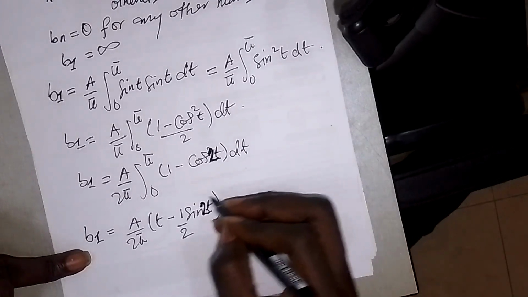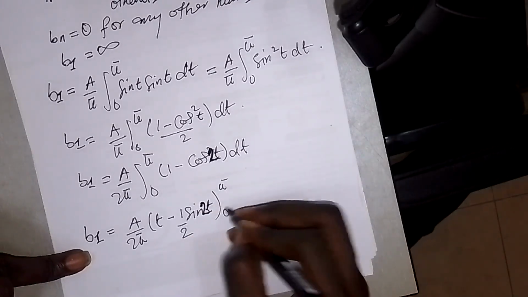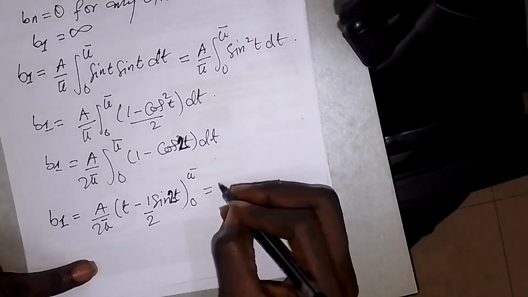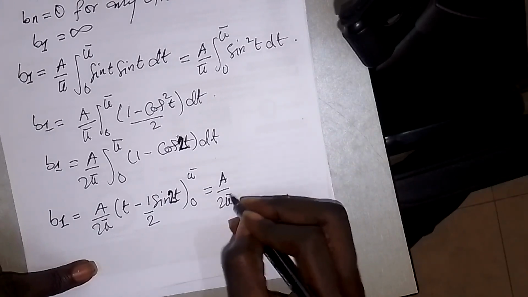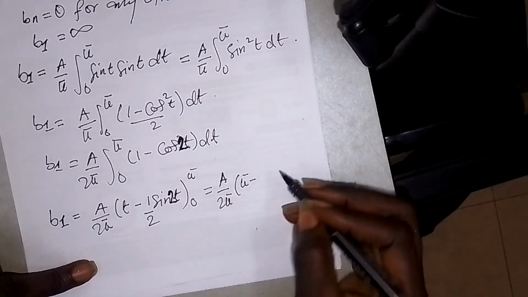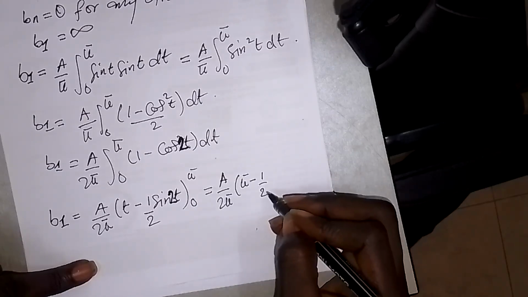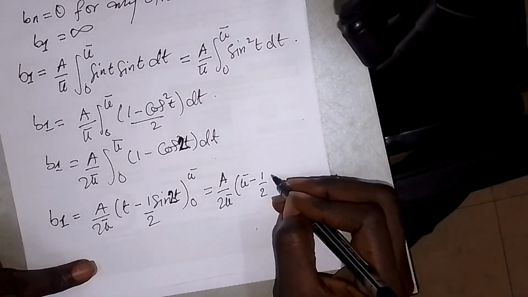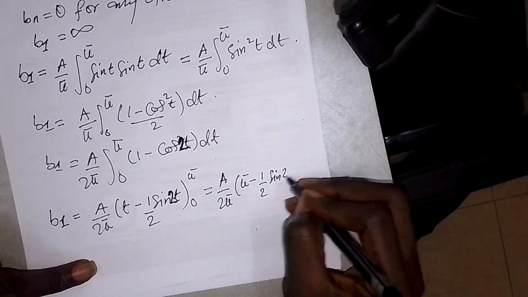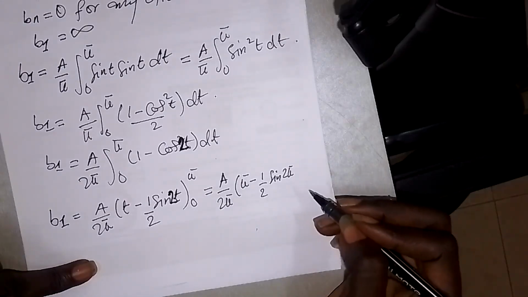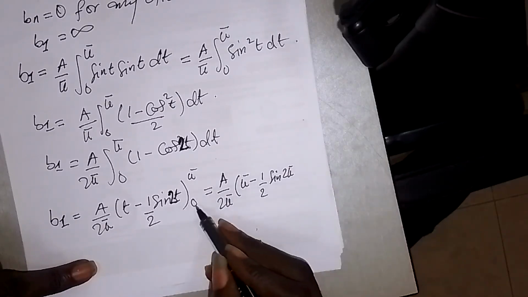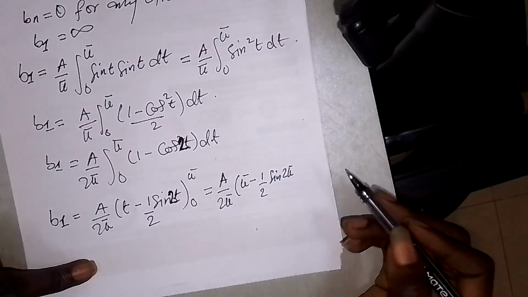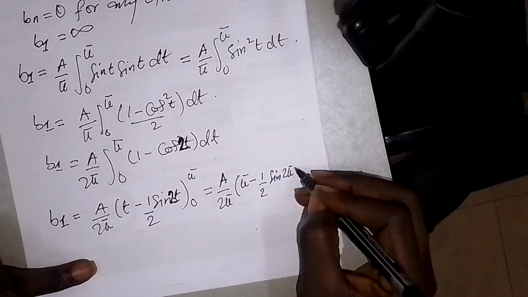So here I can put in my limit, which is pi and 0. If I put pi here, I'll get a over 2 pi into pi, minus 1 over 2 into sine 2 pi. Then if I put in 0, here it becomes 0, and sine 0 is 0, so here it becomes 0.